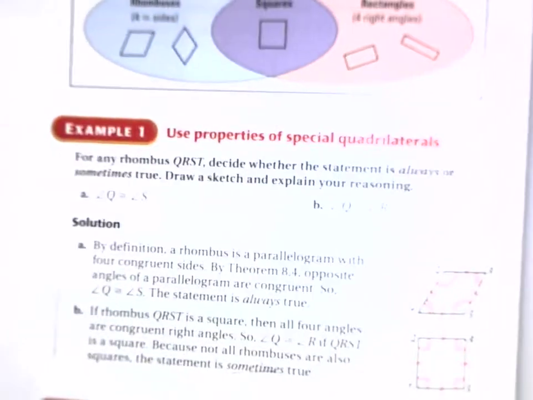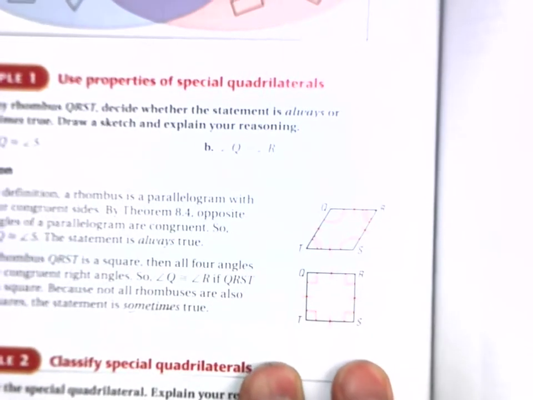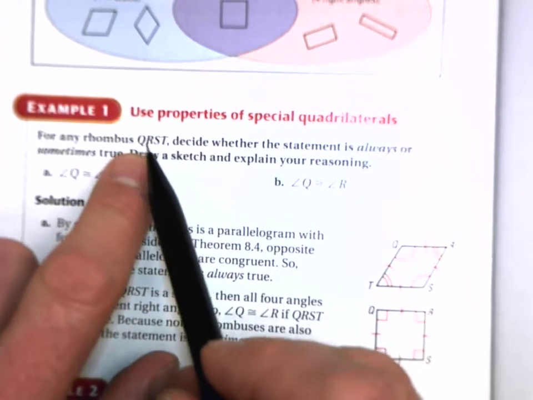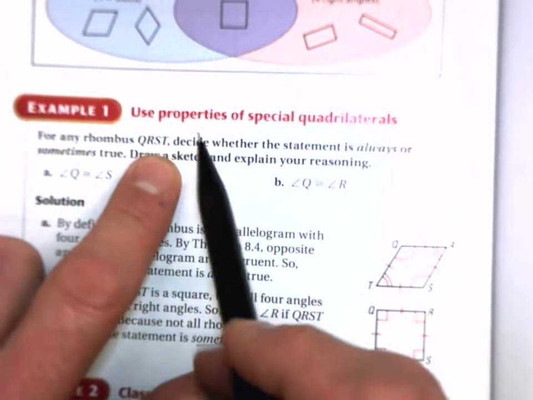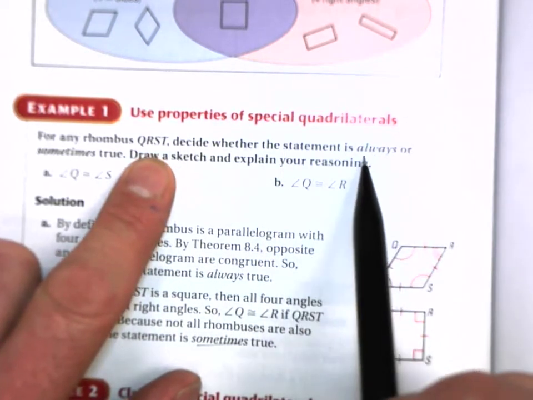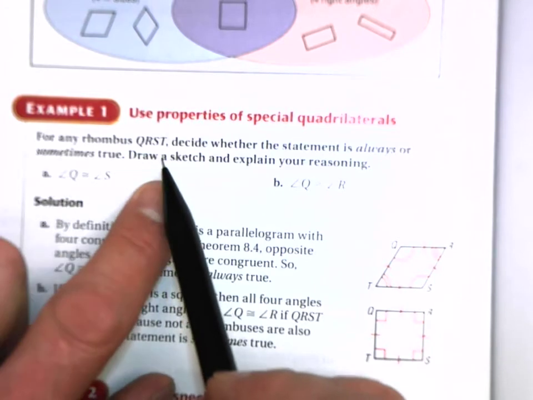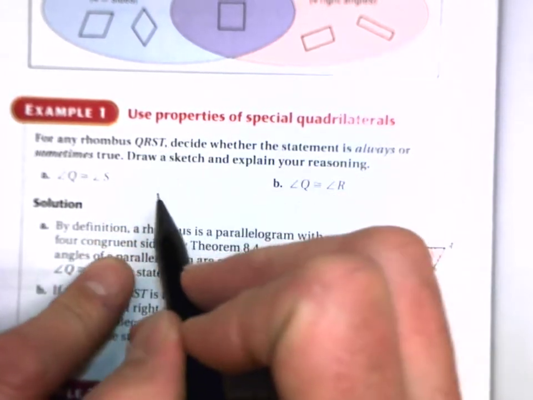So let's look at examples here in the textbook, and they're saying for any rhombus QRST, decide whether the statement is always true or sometimes true. They tell us to draw a sketch. Okay, so let's go ahead and do that.